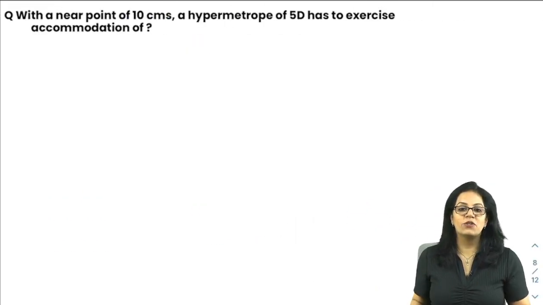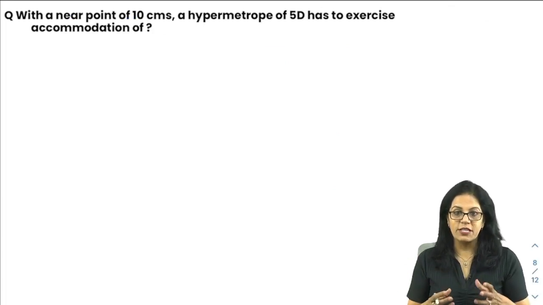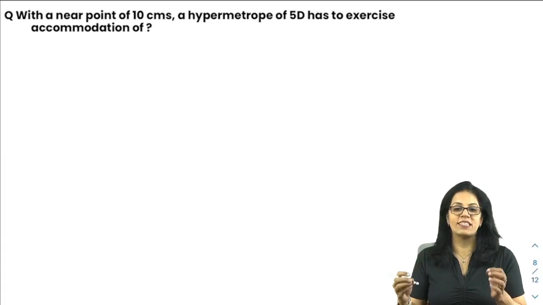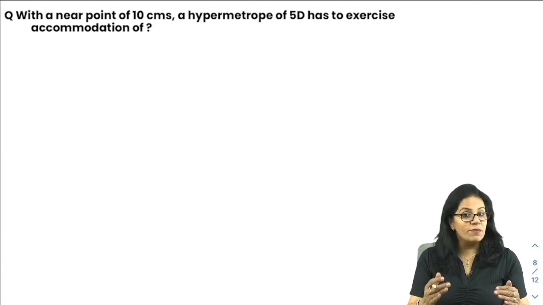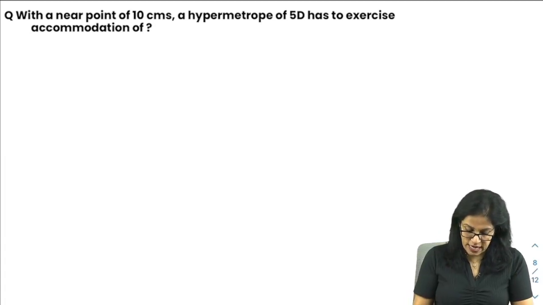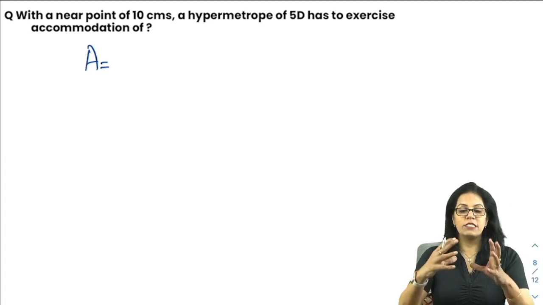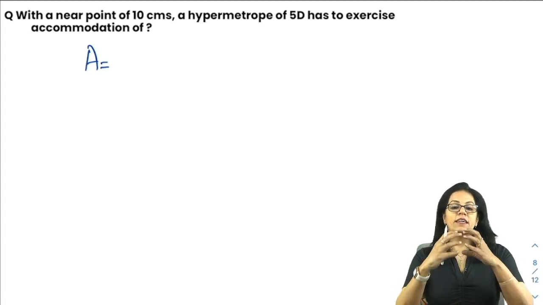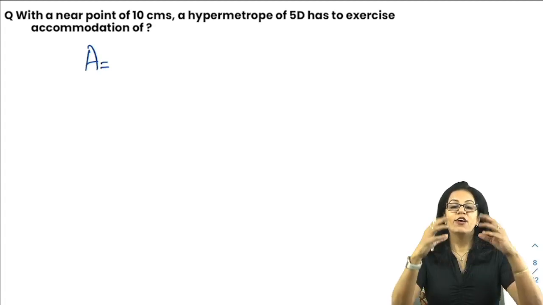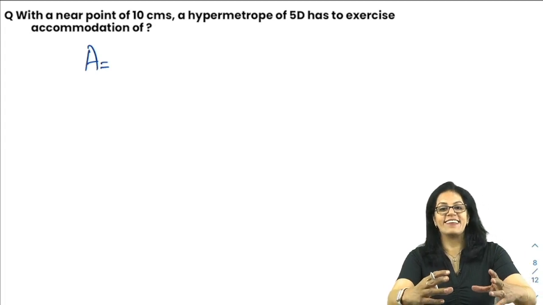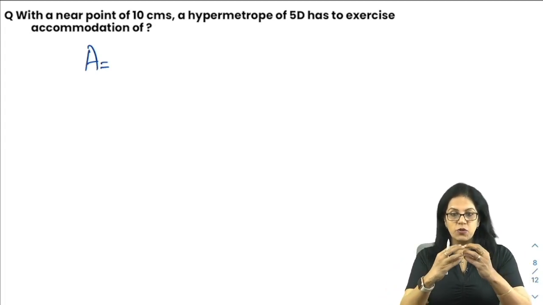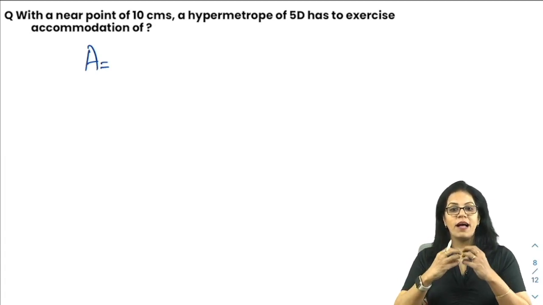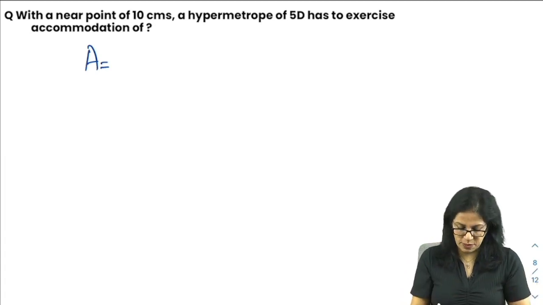Is this numerical? This should also be revised, how to calculate the amplitude of accommodation and so on. So with a near point of 10 centimeters, a hypermetrope of 5 diopters has to exercise accommodation of. If this type of question comes to you, you have to go back to your basics, that any amplitude of accommodation, how much accommodation is exerted at the near point and exerted at the far point. Near point is the nearest point where the patient can see clearly. Far point is the farthest point where the patient can see clearly. As simple as this. So naturally, as you go near, the accommodation is exerted more. Correct? So what is amplitude of accommodation? Power at the near point minus power at the far point.